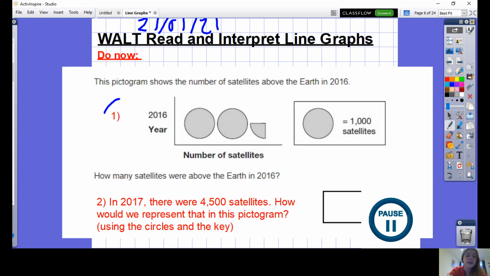The first one is to tell me how many satellites were above the Earth in 2016 if one circle is 1,000 satellites. The second one, you're going to have to draw your pictogram in your answer, so drawing circles, maybe half circles, maybe even quarter circles. The question says in 2017 there were 4,500 satellites. Draw that as a pictogram. So please pause the video now to do all of those things. That's the date, the WALT, and 2 do now questions. Off you go.